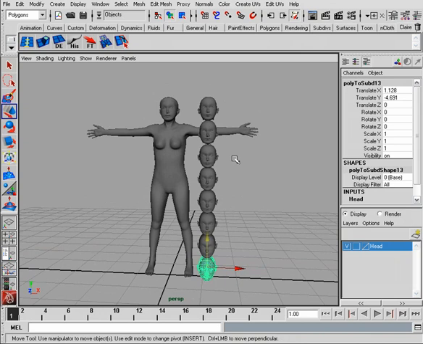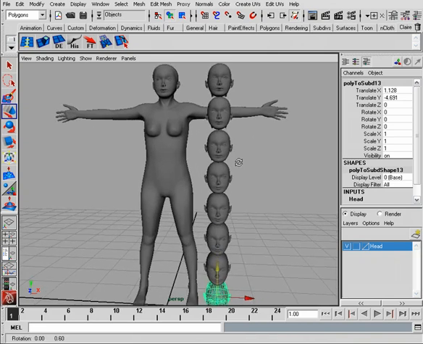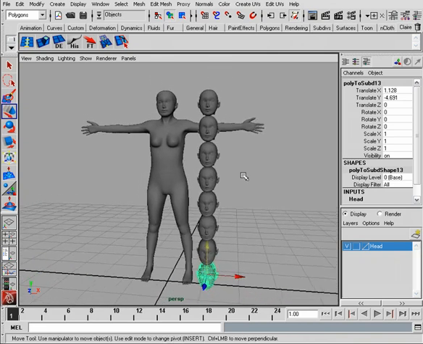You don't have to use the actual head. You could just create a sphere that's the same size, of course, and check that if you didn't have any reference. So just a little tip to use during your figure modeling.